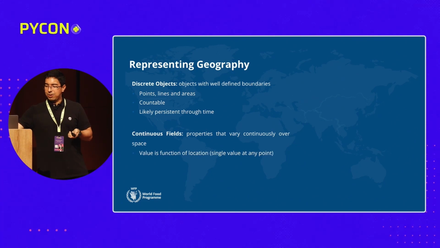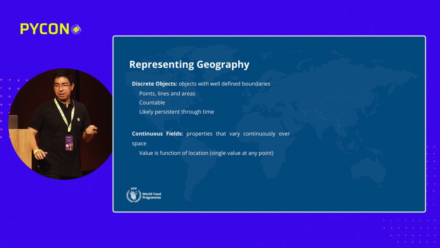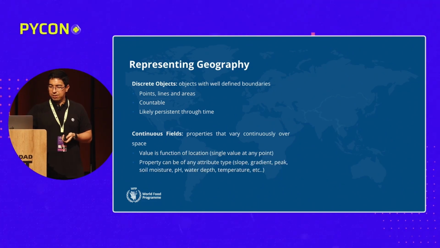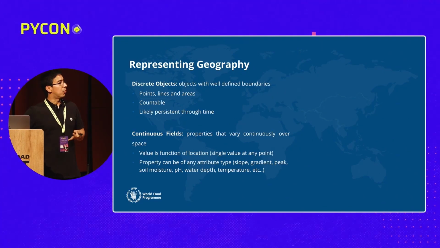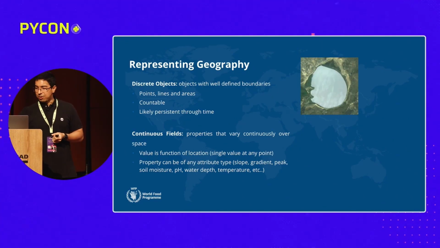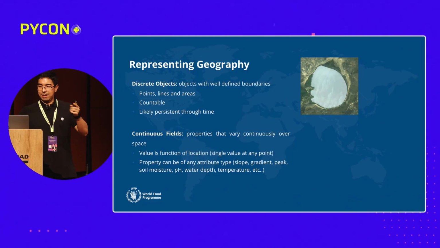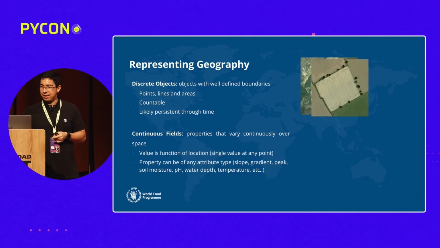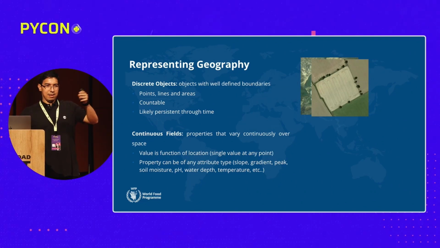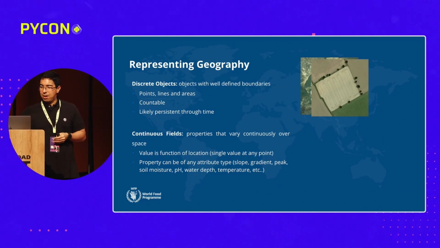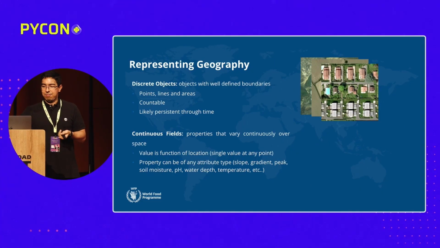As I mentioned, those values are a function of location, and you can get a single value at any point. They can be attributes, for example soil moisture, water depth, temperature, and so on. So these are examples. This is the delimitation of a lake. This could be vegetation like crops, and these are buildings, roads, and points of interest. So these are considered discrete objects.